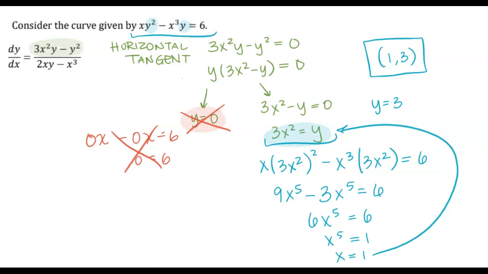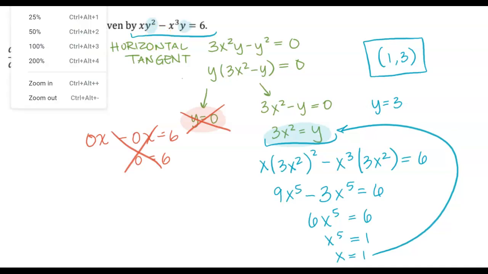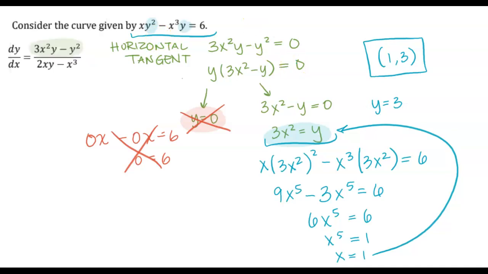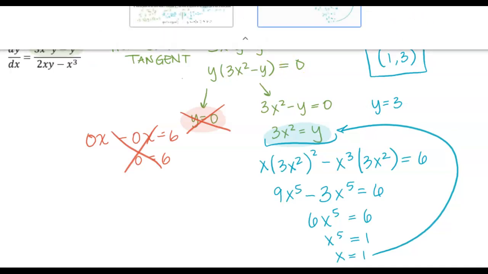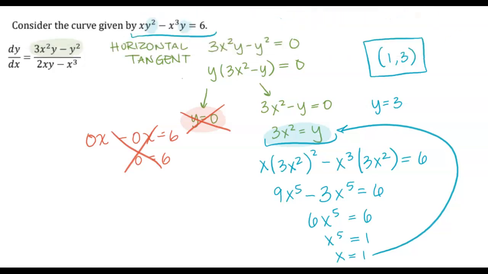I'm going to regret it, but let's go ahead and find our vertical tangent. So let me duplicate this screen. Let's copy her over, and then let's erase and redo this for vertical.